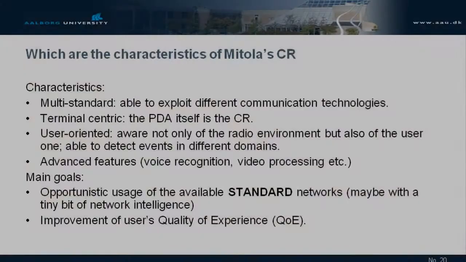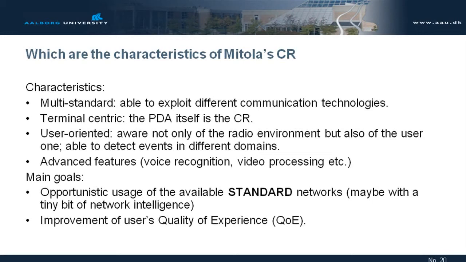Mitola's cognitive radio. Which are the main characteristics? Multi-standard. That was his goal. We need to have multiple standards in the same device that is able to connect to the best opportunity. Here we were talking about, for example, GSM and CDMA 2000.